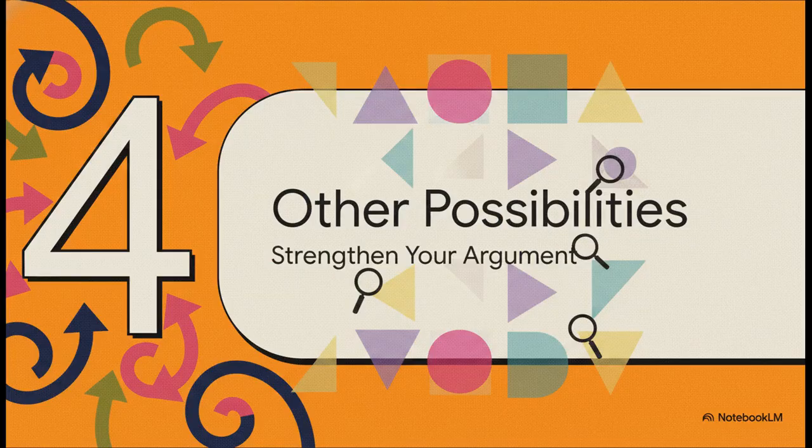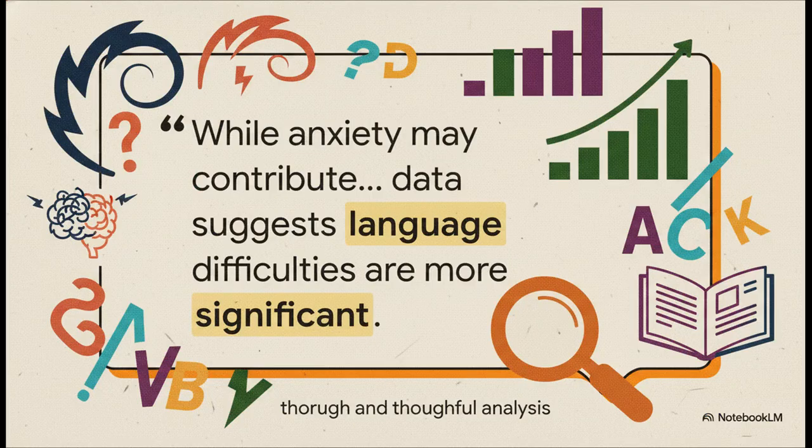All right, Section 4, considering other possibilities. Now, this might sound a bit weird, but one of the best ways to make your argument stronger is to actually talk about the other possibilities. It shows you've really thought this through from all angles. This is exactly how you do it.